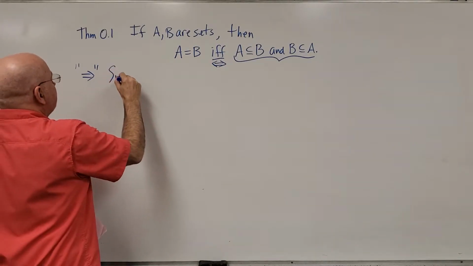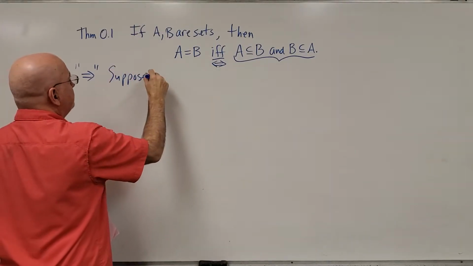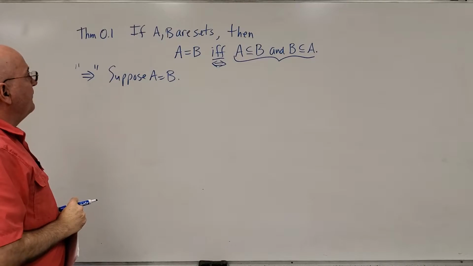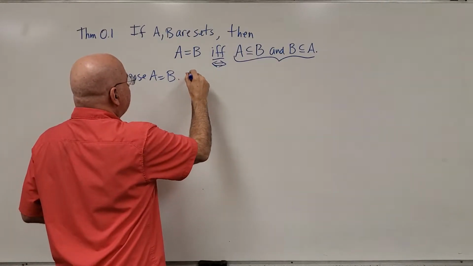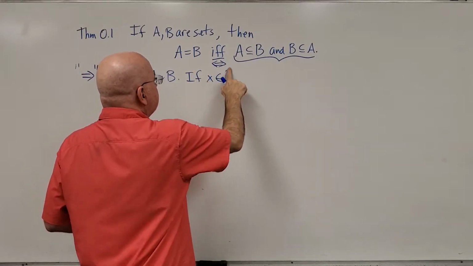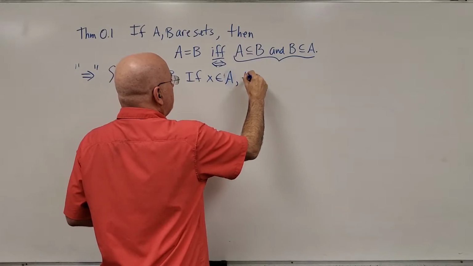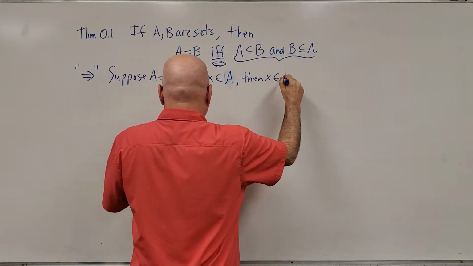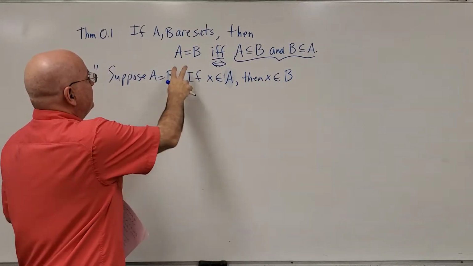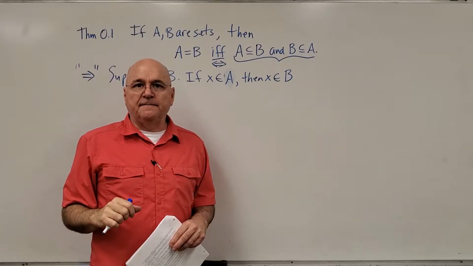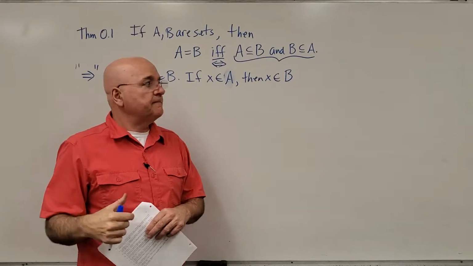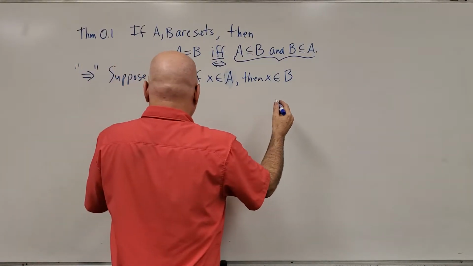So suppose that the left half is true. All right, well, if X is an element of A, then X is an element of B. How are we able to say that? Simply by the definition of what it means for A to equal B. Every element in A is also in B. Every element in B is also in A. That's the justification for this statement.